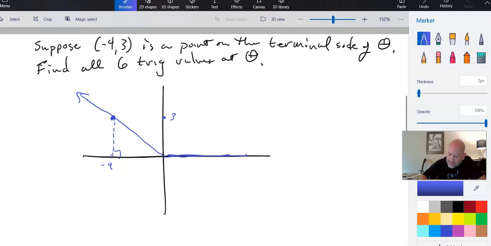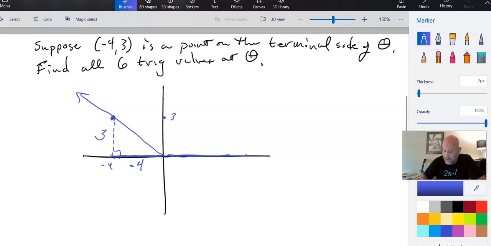Since this point has a height of 3, this side of the triangle is 3. And this side of the triangle over here has a length of 4. But because we are dealing with the x-axis, we're going to consider this side length -4. Since the coordinate has an x-coordinate of -4, the length of these sides can now be negative if we're counting them on the x-axis.